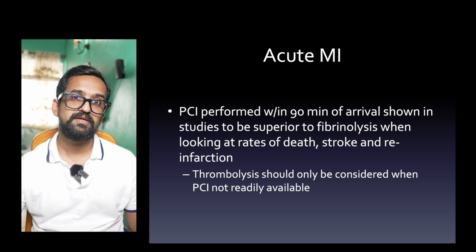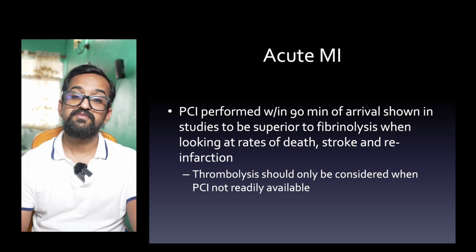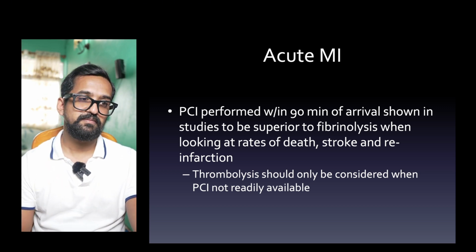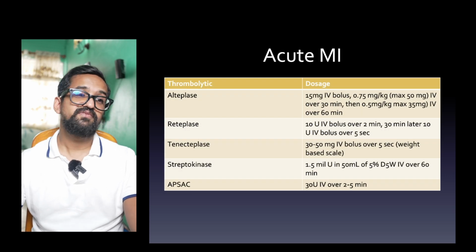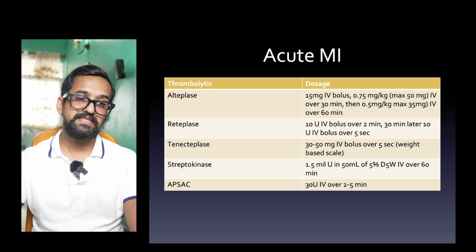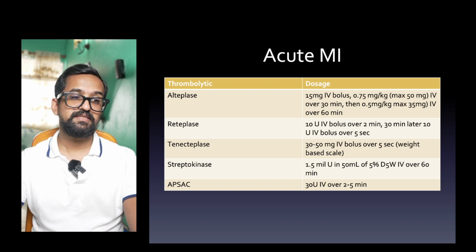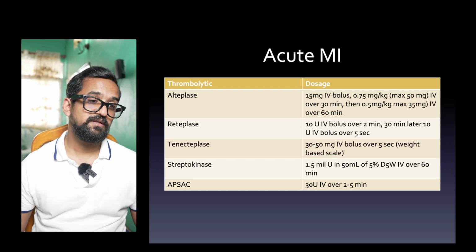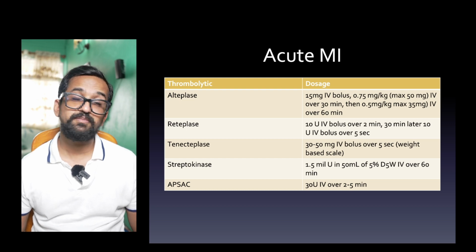It does help, and it helps with the reviving of the tissue of the myocardium. Now those, as you can see, look, it changes again. 15 milligram bolus, then you can give 0.75 milligrams per kg over 30 minutes, and then 0.5 over the next 60 minutes. Tenecteplase is much simpler, 30 to 50 milligrams IV bolus over 5 seconds, and a weight-based scale can be used.